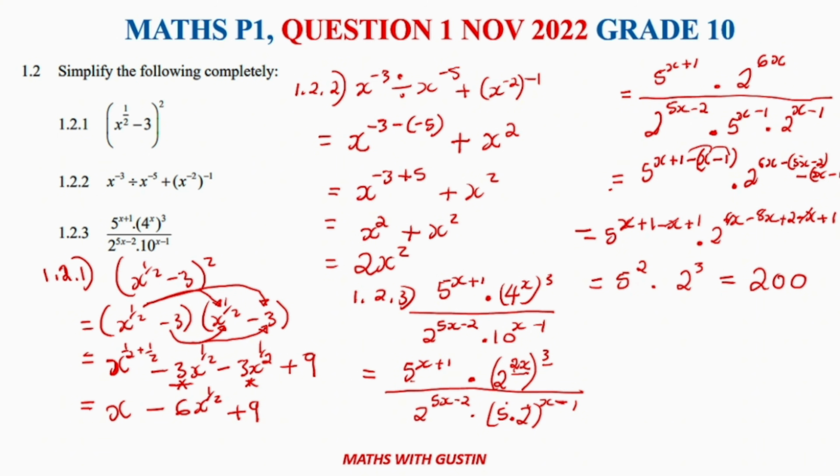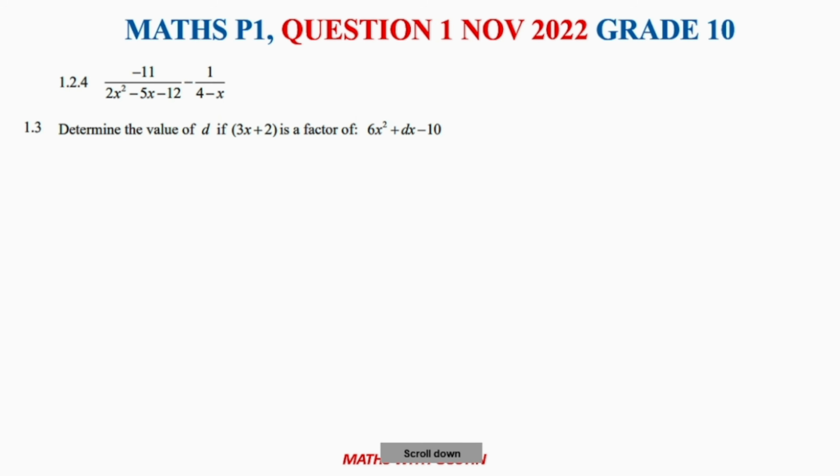2.2. All right, now let's move to 1.2.4, I believe. Okay, there you go. 1.2.4 still falls under that expression of simplifying fully. What you have there, you've got 2x squared minus 5x minus 12, minus 1, over 4 minus x. Okay, and therefore we need to solve this one now.